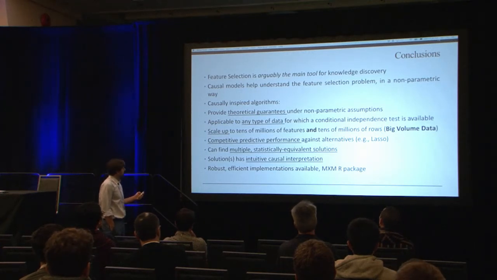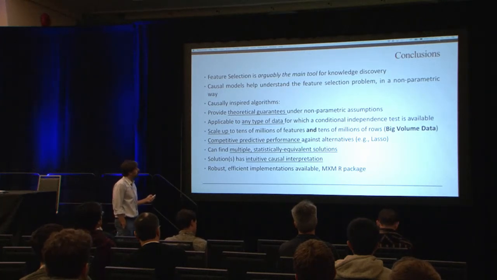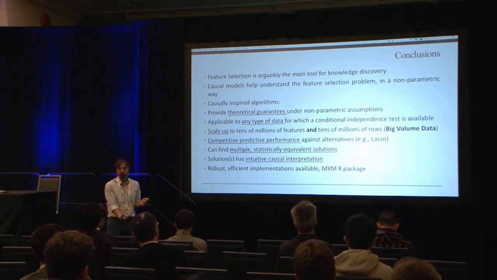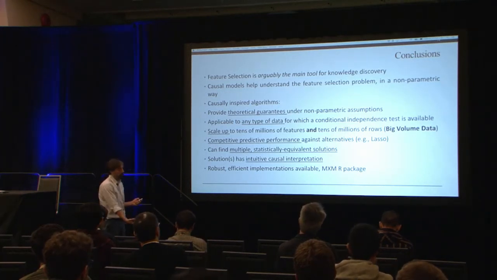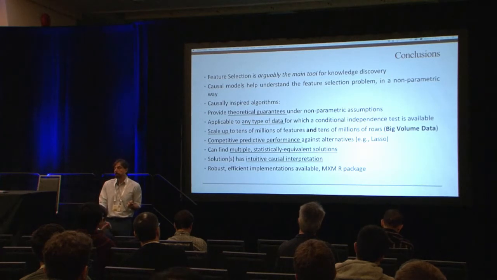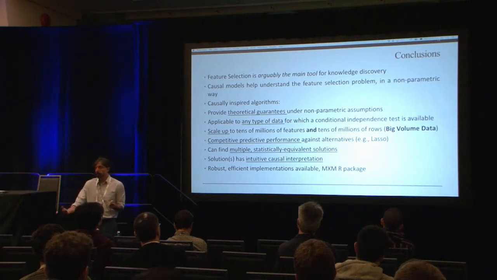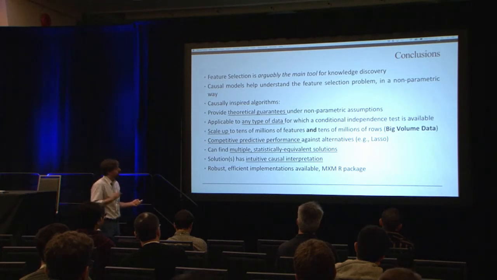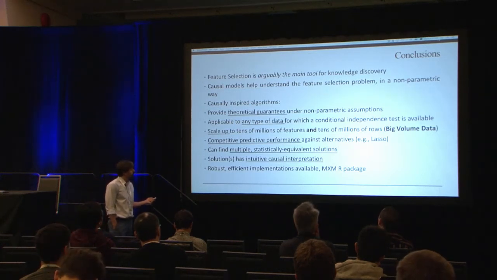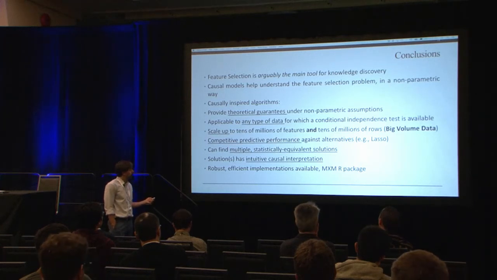for better or worse. And by using this theory, it inspired us to design algorithms for which we can prove the theoretical properties, whether they're going to asymptotically find the Markov blanket and in which distributions. They're applicable to any types of data as long as you plug in the right conditional dependence test, and there are plenty of them around. They scale up to big data. They have competitive predictive performance.